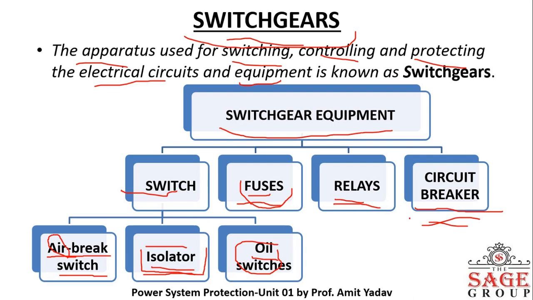Now the next one is the circuit breaker. A circuit breaker is also a type of switchgear equipment. It is equipment which can open or close a circuit under all conditions. All conditions means it can work under no load condition, under full load condition, or even under fault condition. This is the basic difference between the circuit breaker and the isolator. As I told you, an isolator always works in no load condition, but the circuit breaker can work in all conditions. So these are some basic types of switchgears.